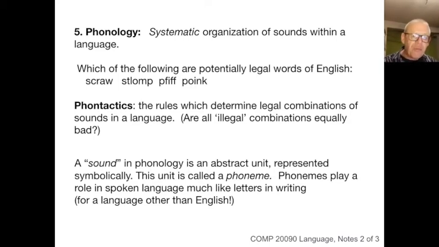Poink is an interesting one. Most people are willing to accept poink as a potential English word, but one of the criteria you might use is how similar is it to other words that are already within the language. So scraw is quite similar to straw, for example, or squaw, and it's got neighbours. Poink doesn't really have neighbours. Boink and oink are two borderline wordish things you might draw on. So poink is, to my mind anyway, not as good as scraw, but you may differ. So these rules are not necessarily all black and white. So not all illegal combinations are necessarily equally bad.